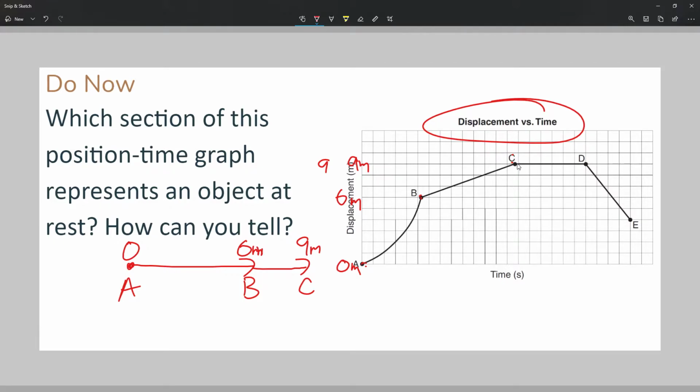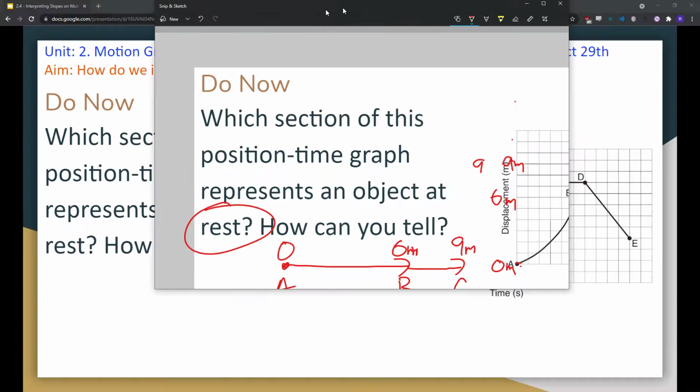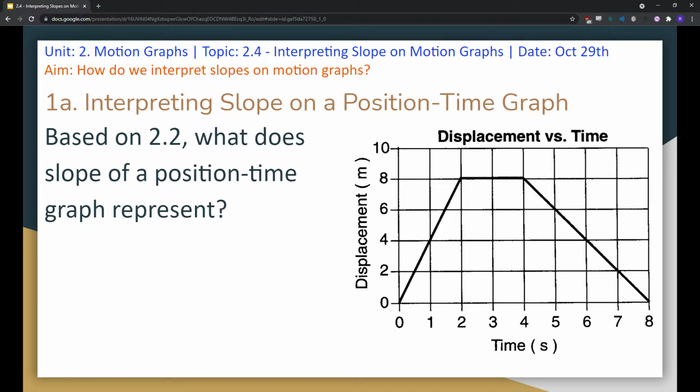But from C to D, what you do see is that C is at 9 meters and D is at 9 meters. Are you moving anywhere? Does the graph say you're moving anywhere? Well, no, you're not really moving at all. You're staying at a position of 9 meters. So you are at rest here, and that's how you can tell: you're essentially not moving from your position. Move on to the next question.